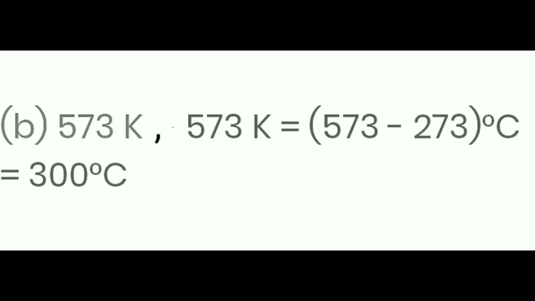Second is we have to convert 573 Kelvin into Celsius. The formula used here will be the same as I applied in part A. So 573 is Kelvin to Celsius. It will be done 573 minus 273. It will be 300 degrees Celsius.